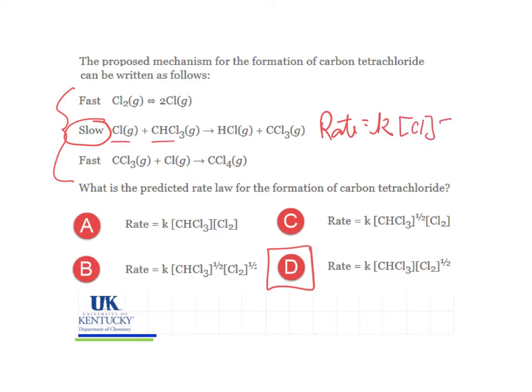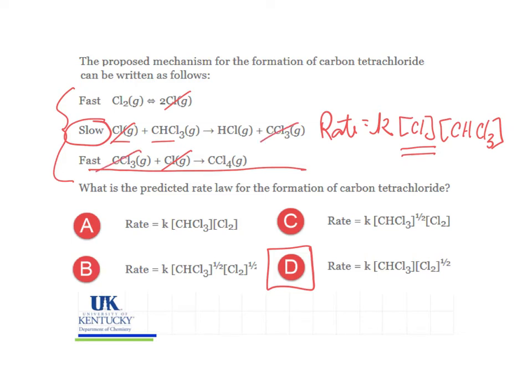So it'd be Cl and CHCl3. So that doesn't match D, does it? It has an issue, and the issue is that Cl is not a reactant in the overall reaction. It's good if you take a mechanism and you write the overall reaction, okay? We've got a couple chlorines on the left. We have a couple chlorines, the atom chlorine, on the right. Those cancel.